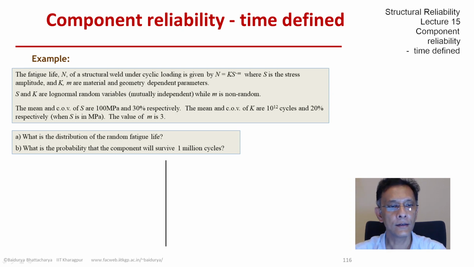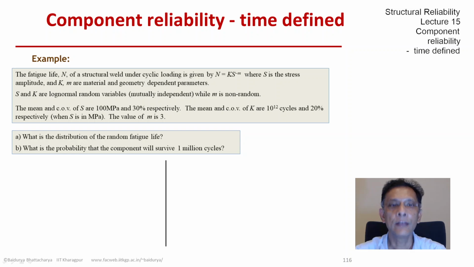So what we see here is the stress amplitude, that's a random variable. The coefficient k is a random variable, and the exponent m is a constant, a non-random number. In general, m is also a random variable in such situations, and it's correlated with k. But if we bring that in, it's going to just obscure a few things and make the computations unnecessarily demanding. So we are just going to treat m as a non-random constant for now.